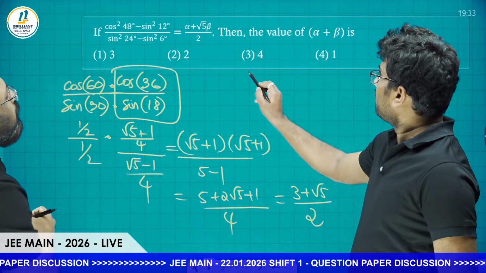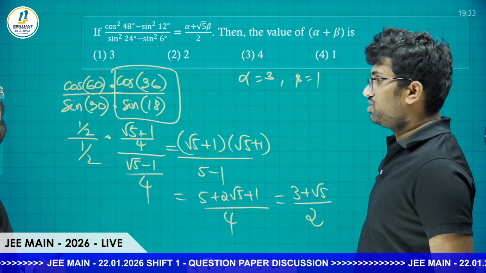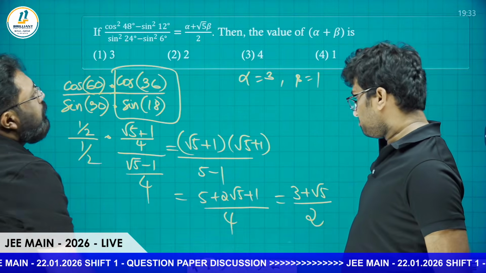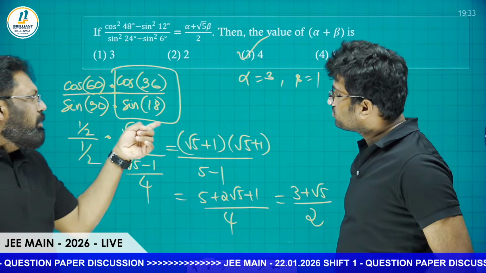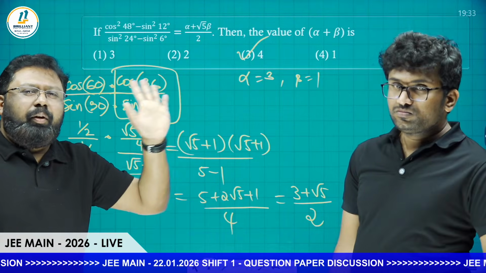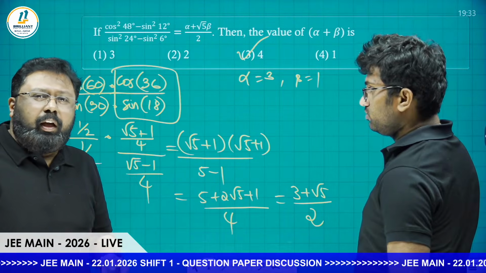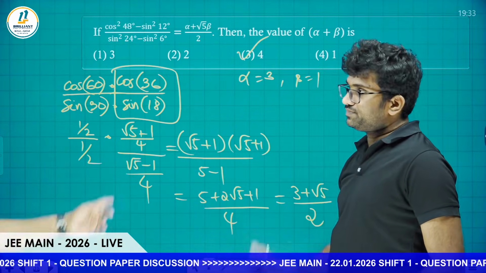3 plus root 5. Alpha is equal to 3, beta is equal to 1. Very simple question. Alpha plus beta is equal to 4. So please remember, you should learn these values of trigonometry for 18, 36, 54 and 72. Otherwise, it is very difficult for these kinds of questions. These two are complementary.